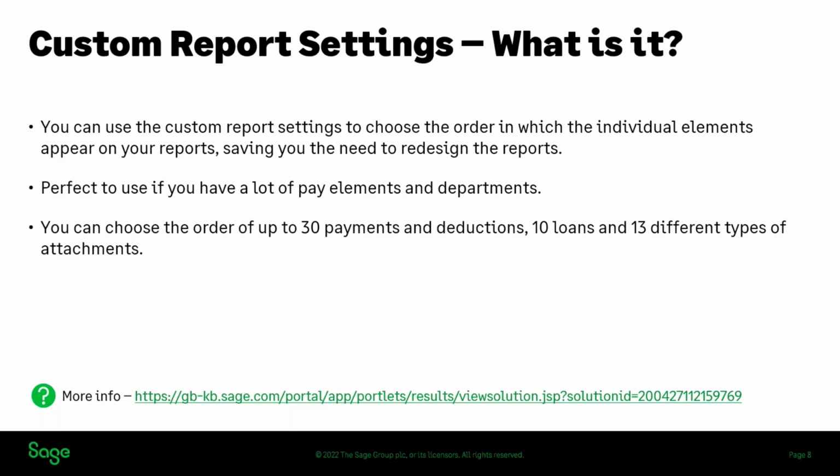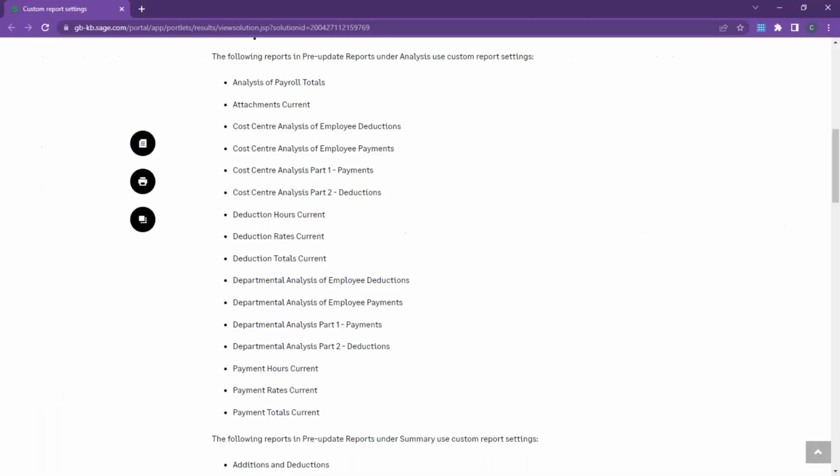Now what I'm going to do is pull over the article. So you'll see there is a link at the bottom of this page. Again, download that handout. If I pull up where that link takes you, there is in fact a list of reports in here that highlights what uses the custom report settings. There are only specific reports that use this, and they are listed in this particular article. So again, the link is there.